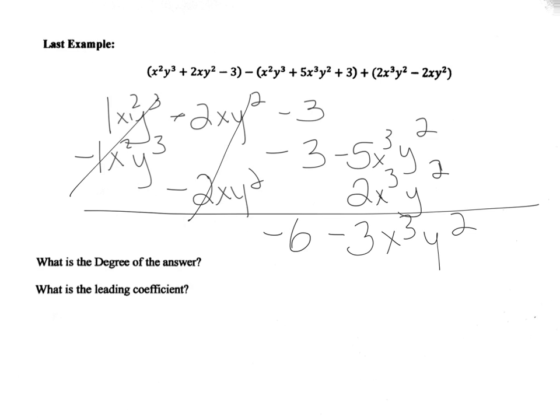So the degree, these are the only two exponents we have here, so that's the highest one. So the degree here is 5 because you need to add the 3 and the 2 together to find a total degree for the problem. And then the leading coefficient would be the coefficient that would go on that one, which would be negative 3. So yeah.